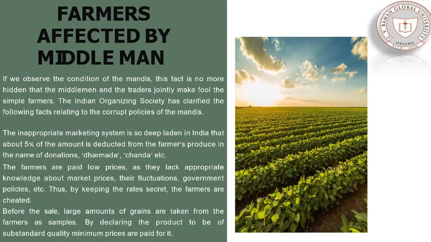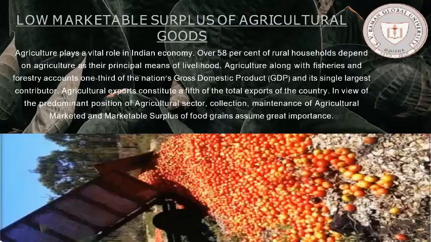Farmers are affected by middlemen. Another crucial drawback of agricultural marketing is middlemen. The inappropriate marketing is so deep in India that about 5% of the amount is deducted from the farmers in the name of dharmada, chanda, donation, etc. The farmers are paid low prices due to lack of knowledge. Thus, the farmers are cheated by keeping the rate secret. A larger amount of grain is taken from the farmers as a sample before the sale. By declaring the product to be of substandard quality, minimum prices are paid for it.